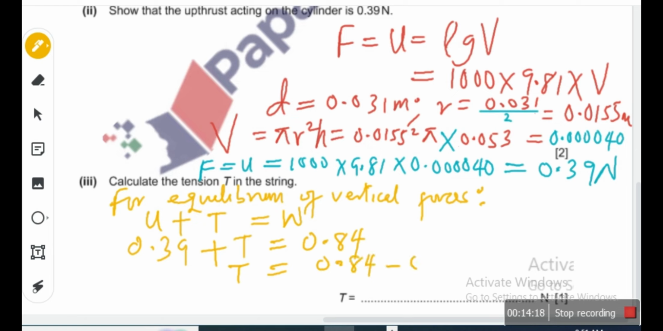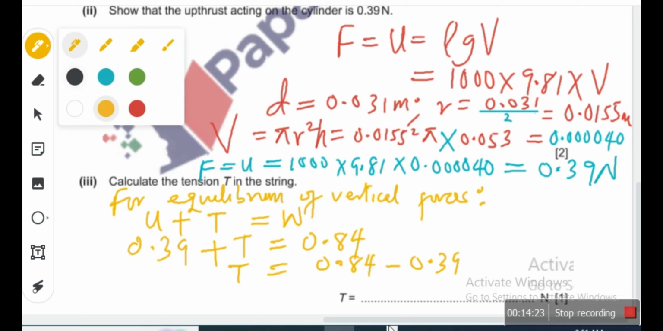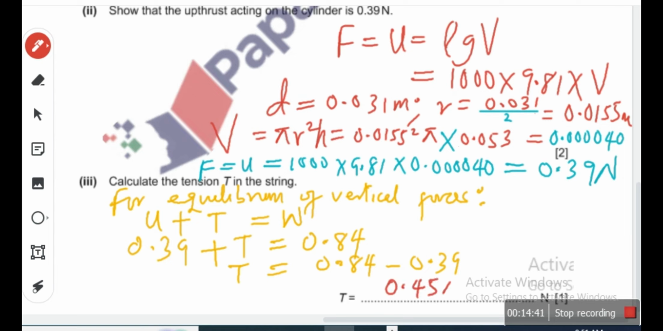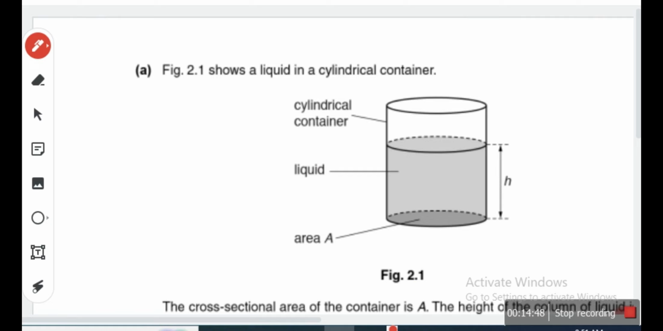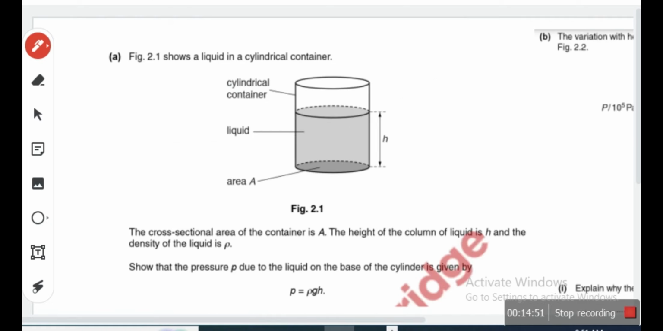So the tension is what now? 0.84 minus 0.39. Do you understand? And what does that give you? Quickly. 0.84 minus 0.39. 0.45 Newton. Okay? This is easy enough. And all these other ones, I hope you can do. Look at this one. Let me zoom it out so that you see it better.